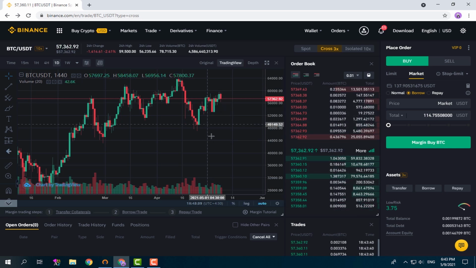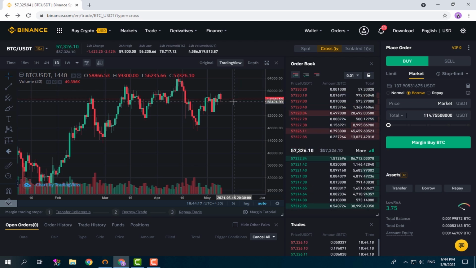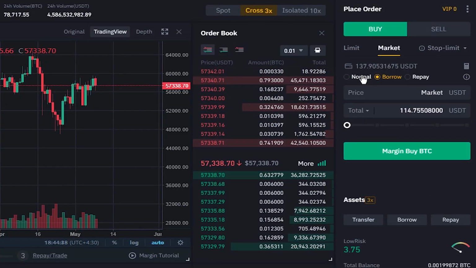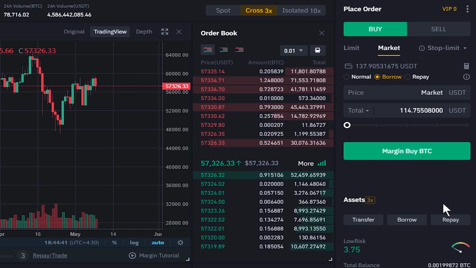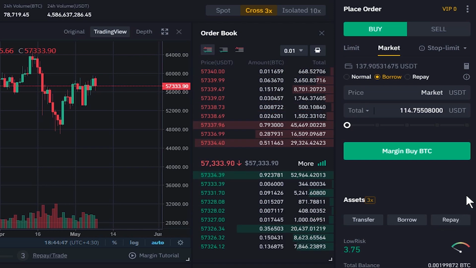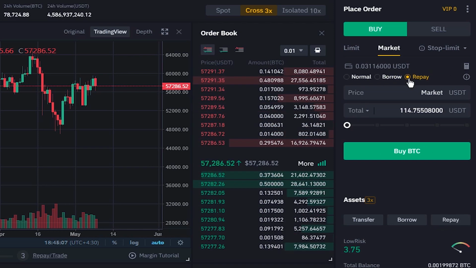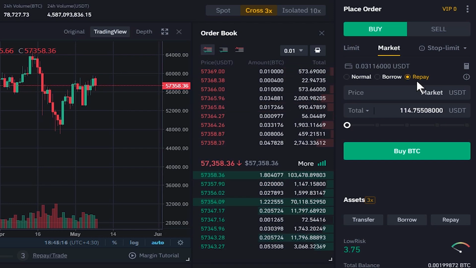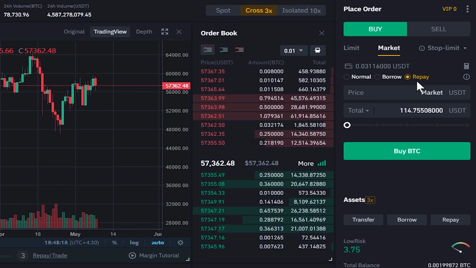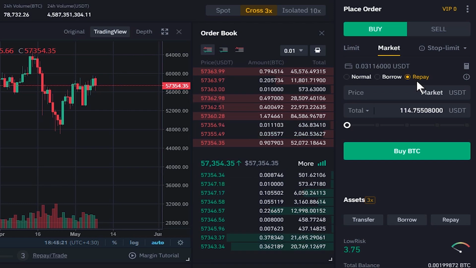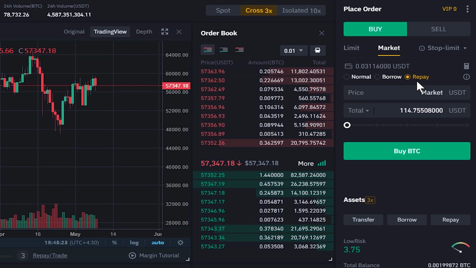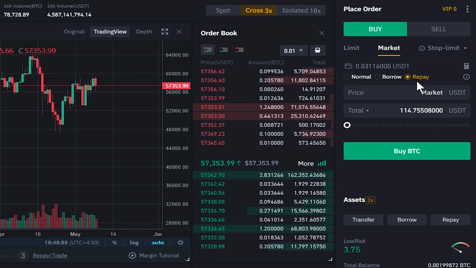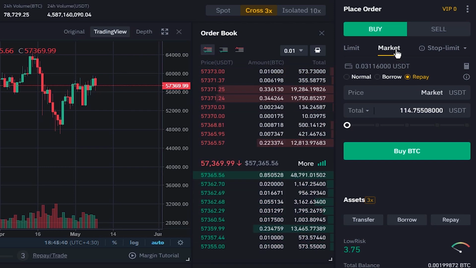Now consider that the price advanced to our expected target and we want to sell our Bitcoin and repay our debt. One way is just like the previous example, selling our Bitcoin in the normal way and then repaying our debt by the help of the repay button here. But an easier way is using the repay option to automatically repay our debt. When we sell our BTC and receive USDT, the USDT is used to repay our debt on USDT, the USDT that we borrowed. So let's go to market order, which is already selected.